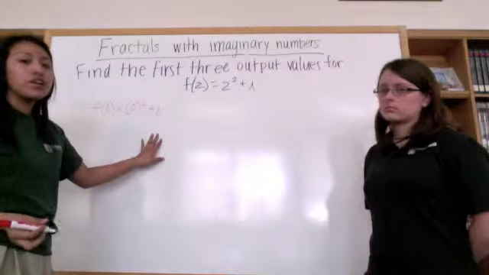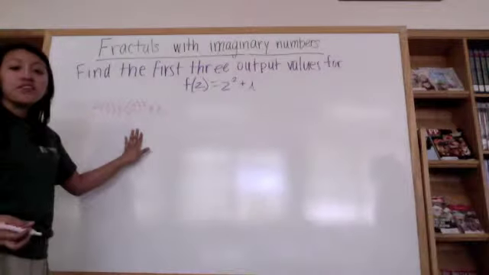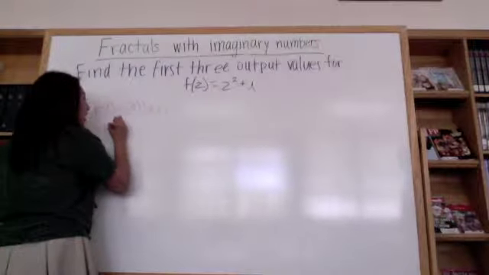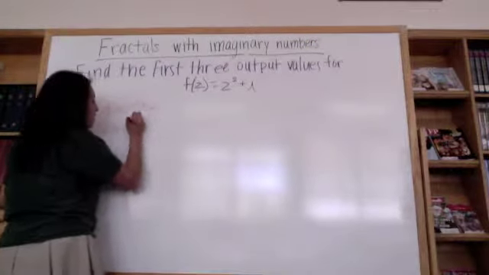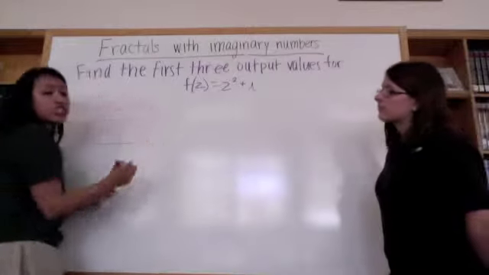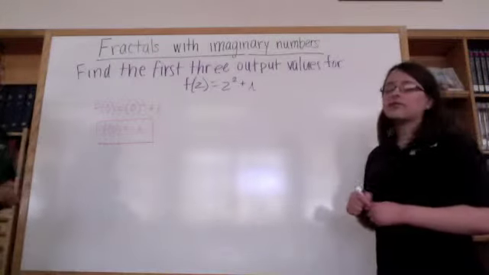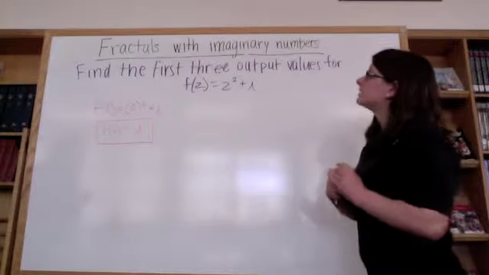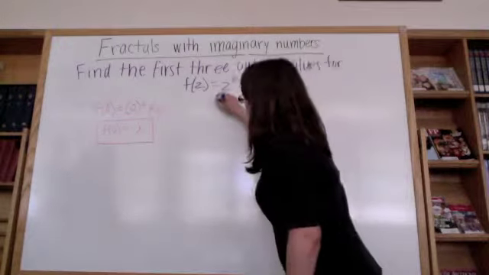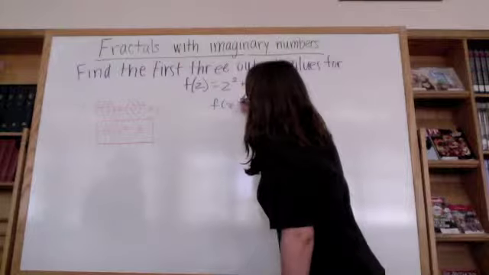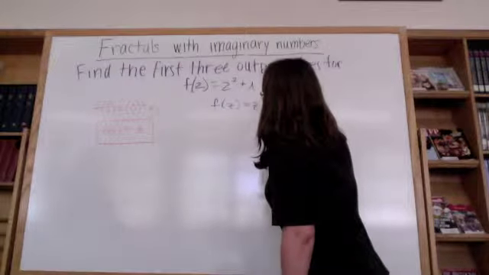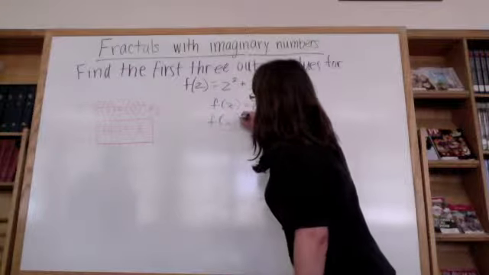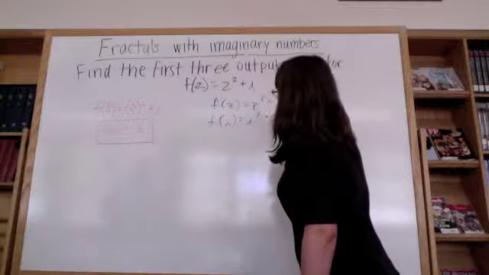This is our first equation, and now we simplify the equation. f of 0 is equal to i. This is our first output value. And the first output value will become the second input value. So we can rewrite the equation f of z is equal to z squared plus i as f of i is equal to i squared plus i.